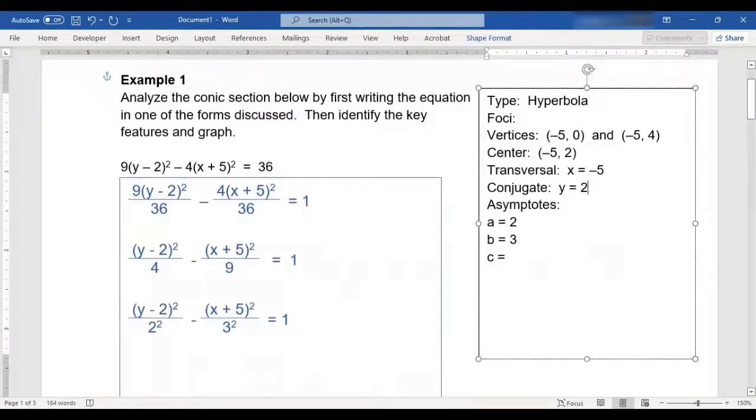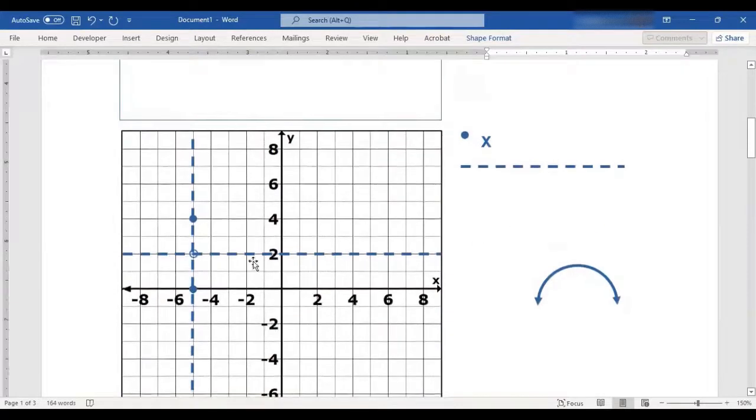Nice. I'm still missing the foci, and in order to graph or find the foci, I need to know C, which I don't know, so I'm going to hold off on that for a minute. For the asymptotes, I need to know A and B, which I do know. In this case, A is the rise, so B is going to be the run. If my vertices had been to the sides, A would be the run, so B would have been the rise.